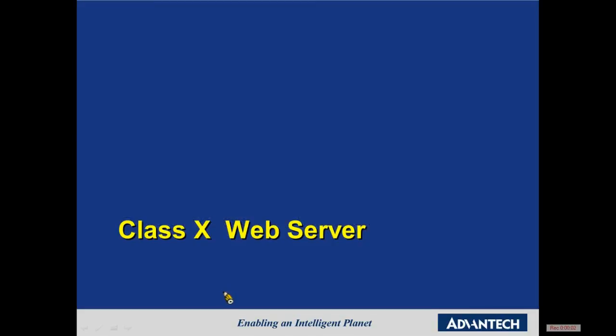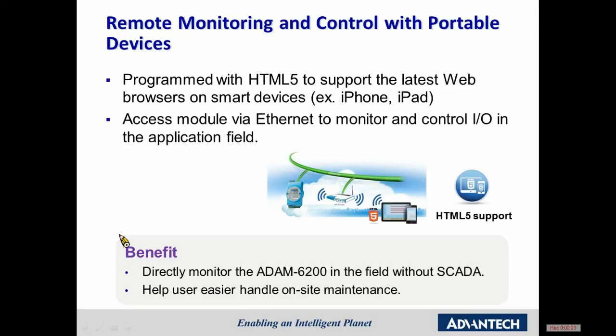Class 10, the web server. The ADAM-6200s support remote monitoring control with portable devices. Programmed using HTML5, you can support the latest web browsers on smart devices, such as the iPhone and iPad. You can access the modules via Ethernet to monitor and control the I/O in the application in the field. The benefit is you can directly monitor the 6200 in the field without the need of a SCADA.